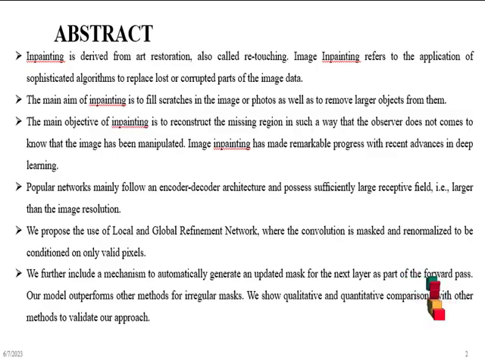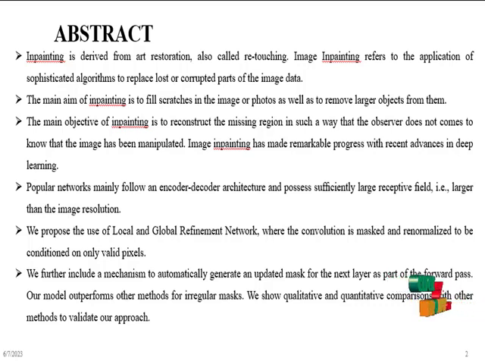The abstract of the project is: inpainting is derived from art restoration, also called retouching. Image inpainting refers to the application of sophisticated algorithms to replace lost or corrupted parts of the image data. The main aim of image inpainting is to fill scratches in images or photos as well as to remove larger objects from them. The main objective of inpainting is to reconstruct the missing regions in such a way that the observer does not come to know the image has been manipulated.